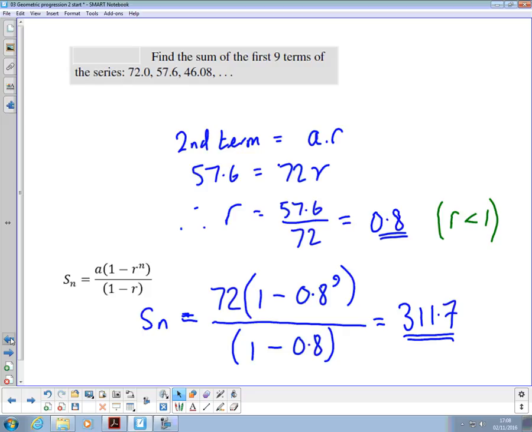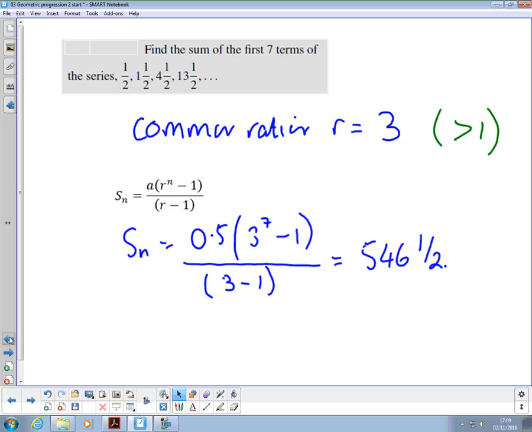The first one we looked at, where the common ratio is greater than 1, that geometric progression is just going to carry on getting bigger and bigger. It's divergent. It's never going to reach 0 in any way. It's going to diverge to infinity. Okay?